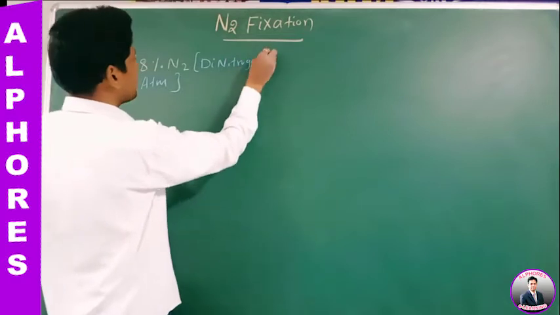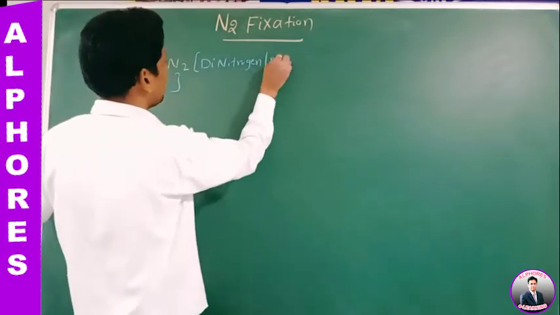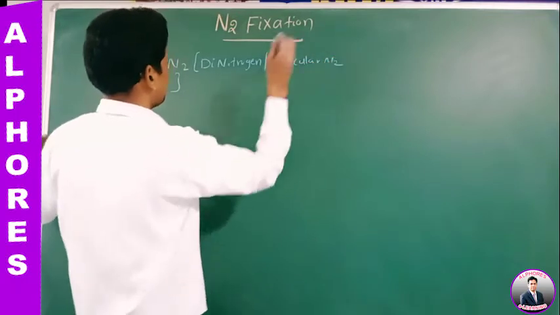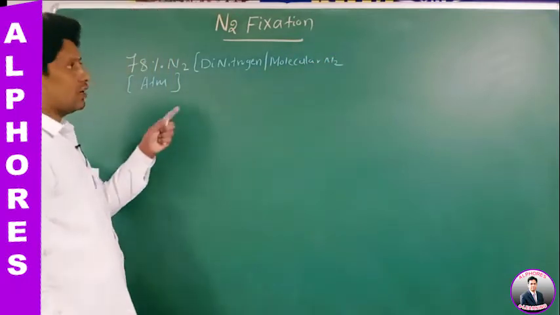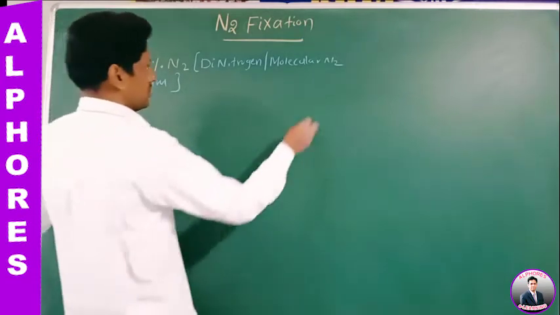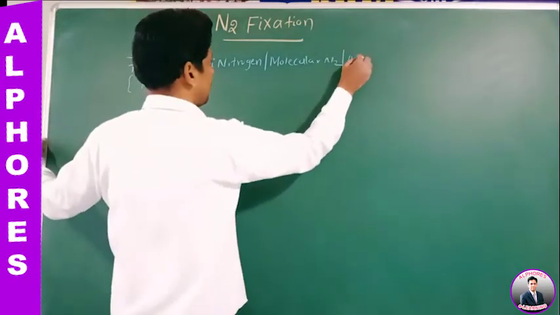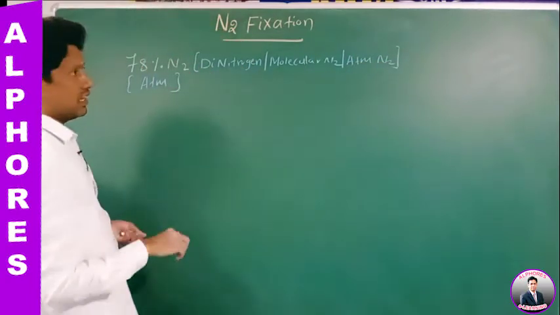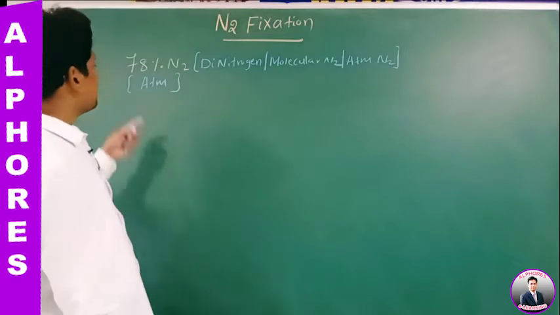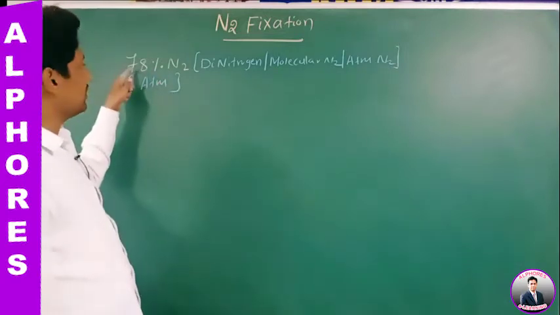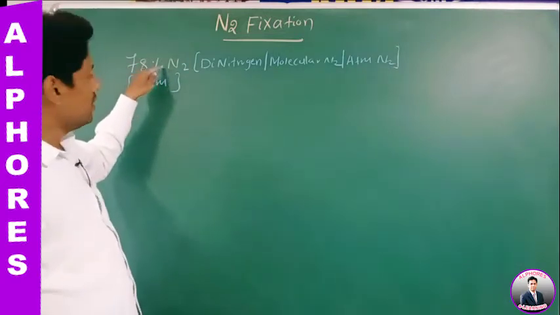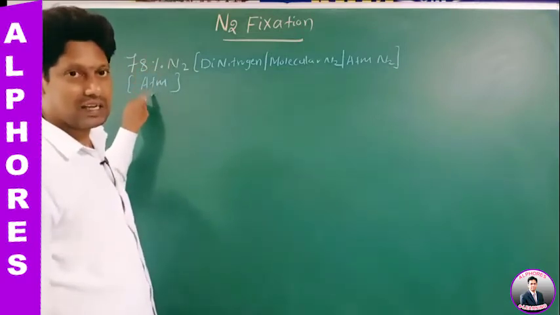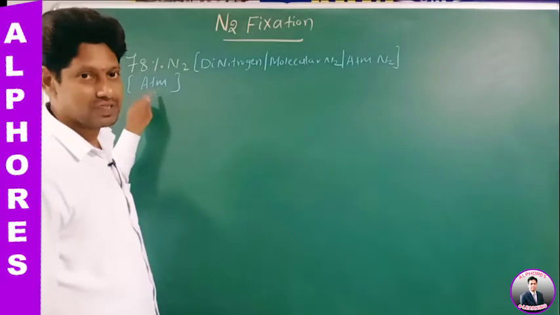Dinitrogen is also called molecular nitrogen. It is also called atmospheric nitrogen. The atmosphere contains 78% nitrogen. This atmospheric nitrogen, dinitrogen, has two nitrogen atoms.